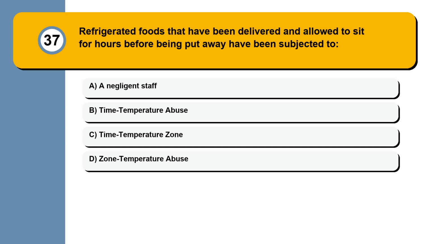Question 37. Refrigerated foods that have been delivered and allowed to sit for hours before being put away have been subjected to: a negligent staff, time temperature abuse, time temperature zone, zone temperature abuse.